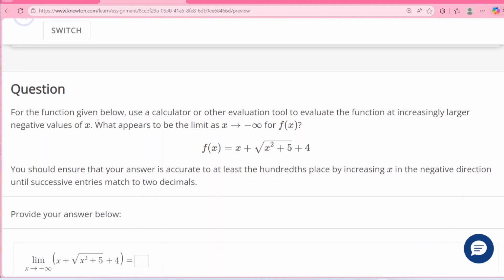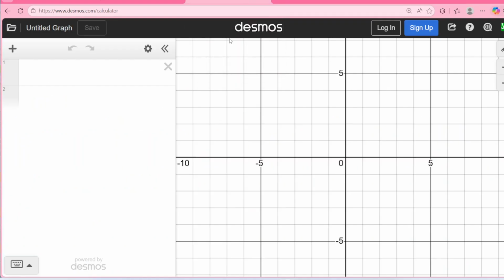So it says for the function given below, use a calculator. So I'm going to go to Desmos, one I've used in many videos before, desmos.com, or other evaluation tool to evaluate the function at increasingly larger negative values of x. So this is the limit as x approaches negative infinity for this function here. So I'm going to go to Desmos, enter this f of x equals x plus the square root of x squared plus 5, and then plus 4 after. So I already got Desmos pulled up.